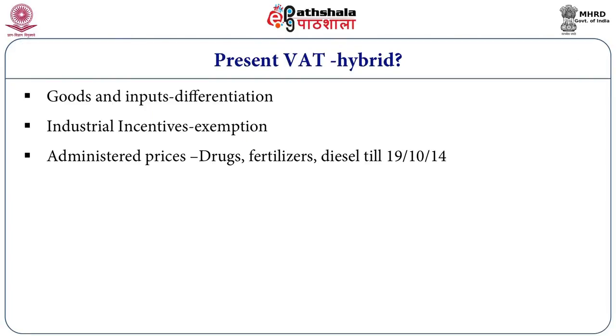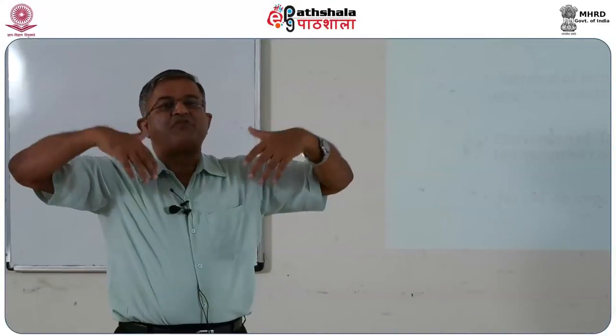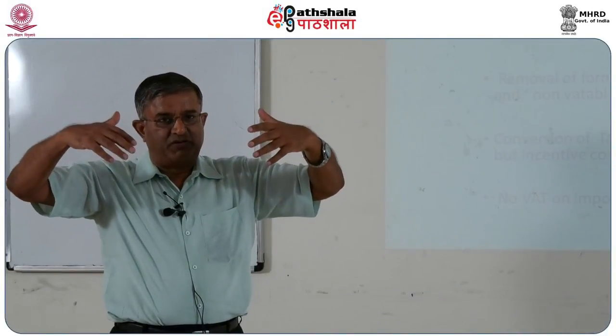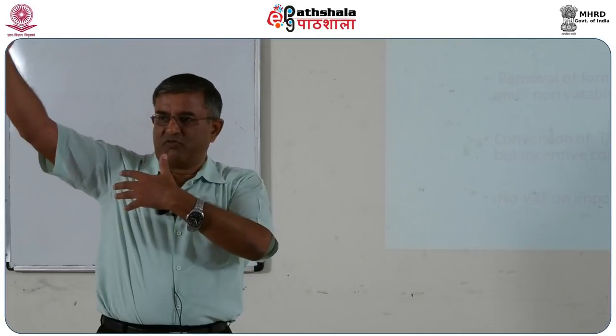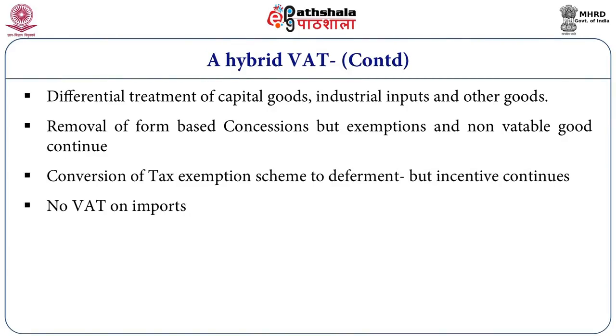Then, of course, you also have administered prices: drugs, fertilizer, diesel, etc. Capital goods are treated differently. When I buy a huge machine, the tax on that is not allowed to be set off immediately. That's a big problem for industries today. It is set off over a period of 4 or 5 years. So that creates problems. Then industrial concessions are being removed and non-vertible goods continue.